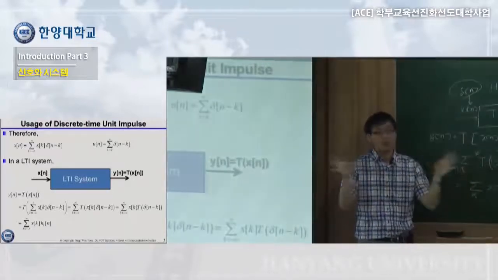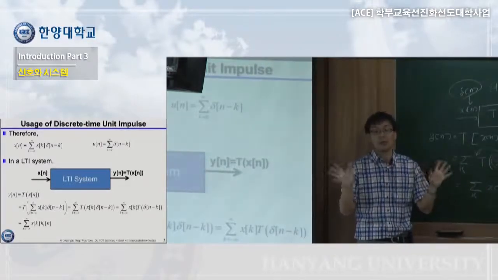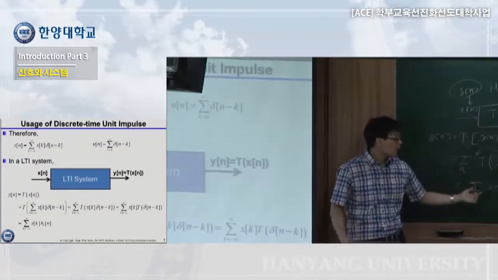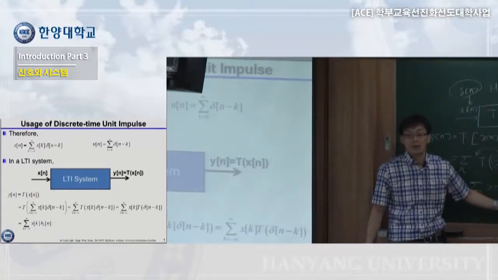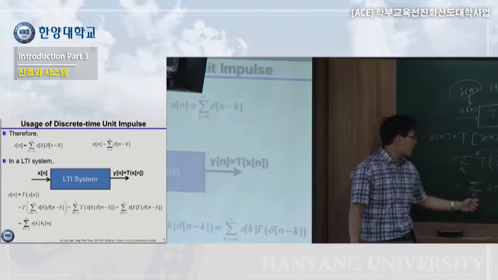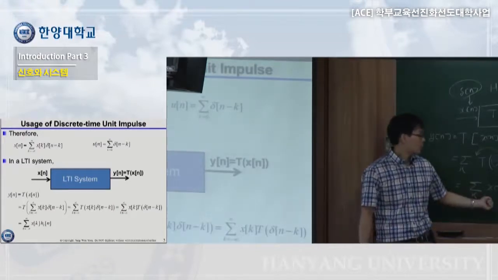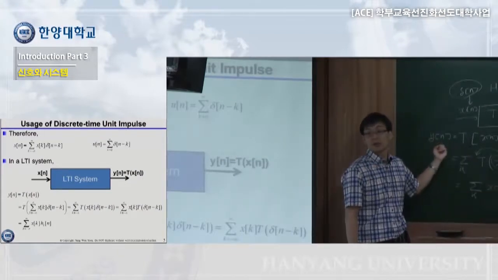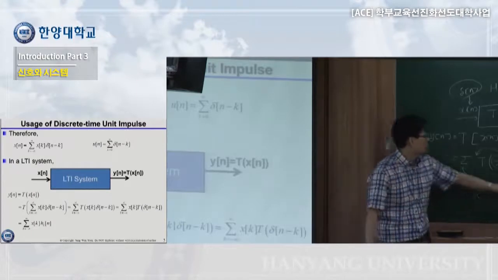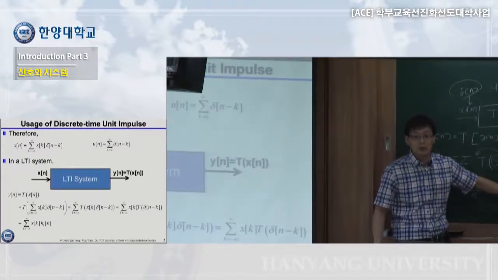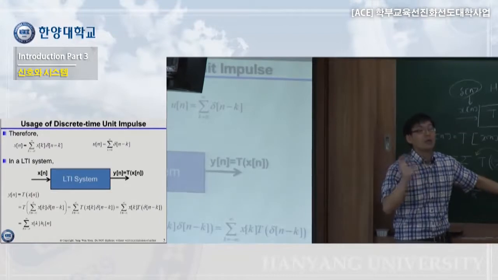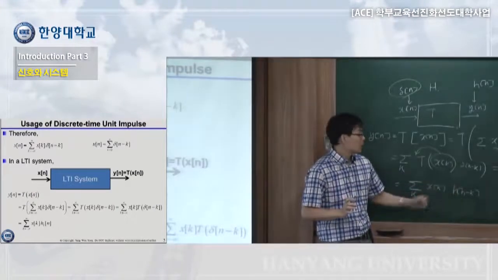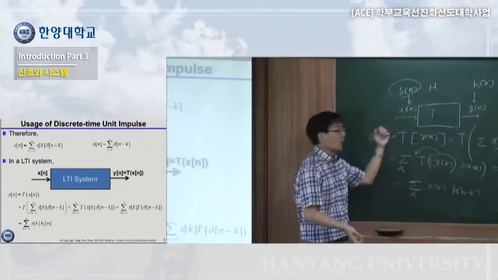Now we are not applying impulse as an input. We apply arbitrary x as an input. If you apply arbitrary x, and if you know the impulse response, by multiplying them together and summing from minus infinity to infinity, we know the output of the system. So if you know the impulse response, which is representative of the system, if you know what H is, then for any arbitrary input, you can find the output of the system.